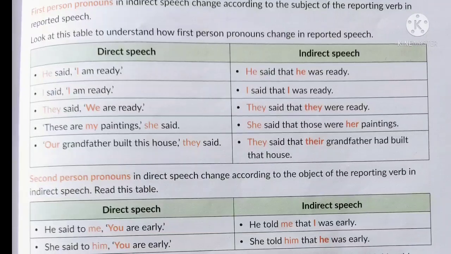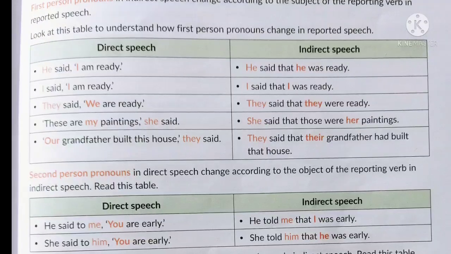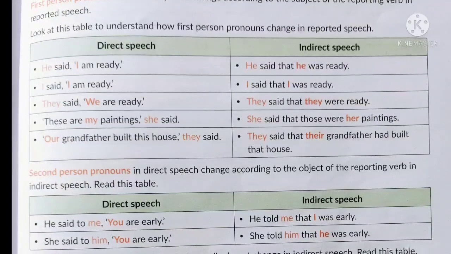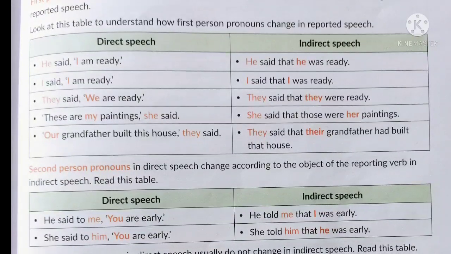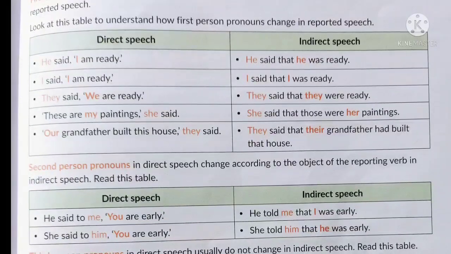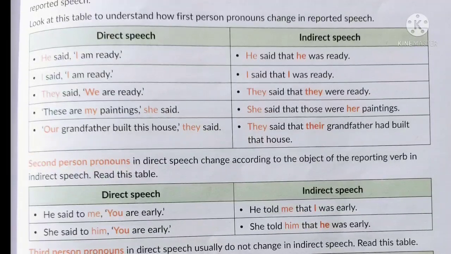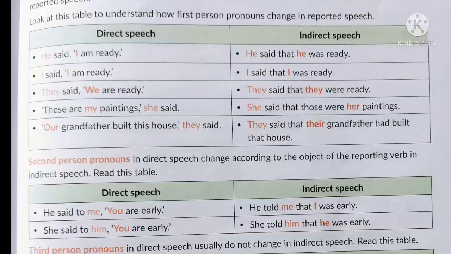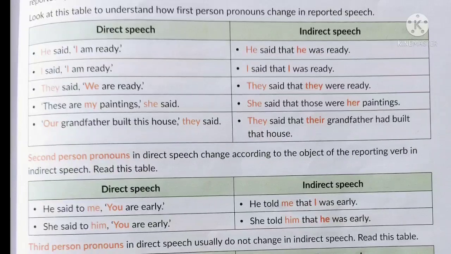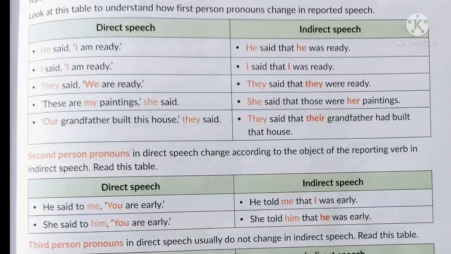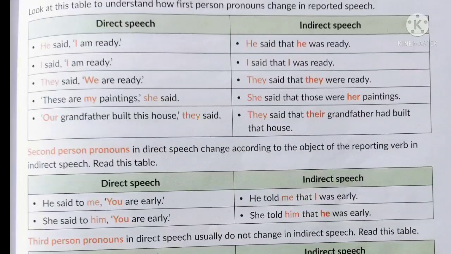Look at the table to understand how first person pronouns change in reported speech. Second example: I said, "I am ready." When you change it, it becomes: I said that I was ready. Second person pronouns in direct speech change according to the object of the reporting verb in indirect speech. Like, He said to me, "You are early." It is an example of direct speech. You can notice the object here is me, and when you change it into indirect speech, it becomes: He told me that I was early.